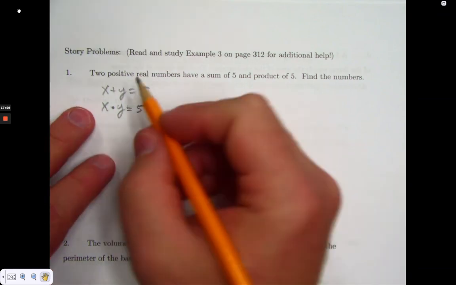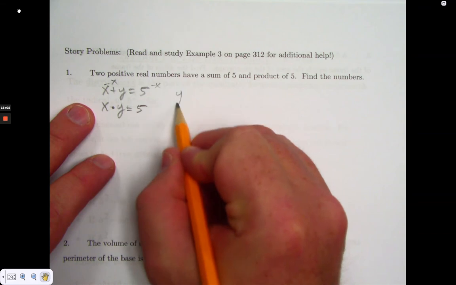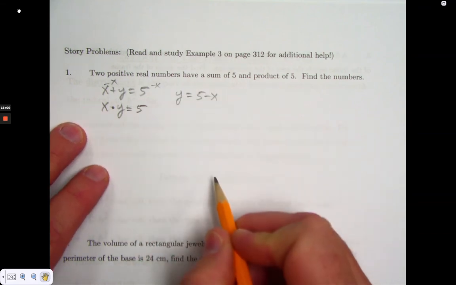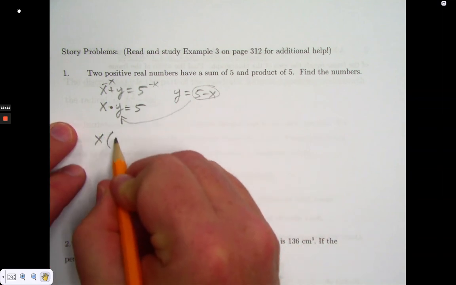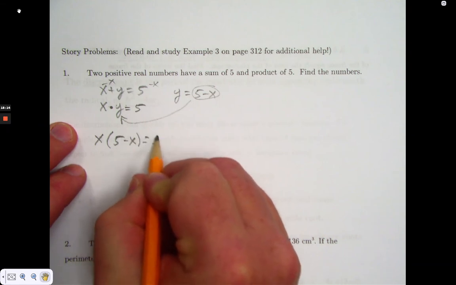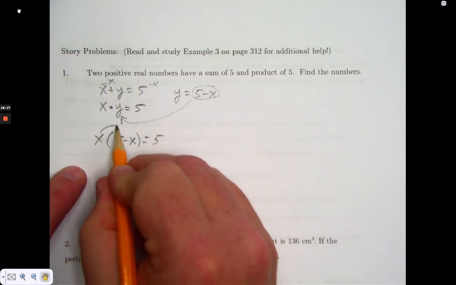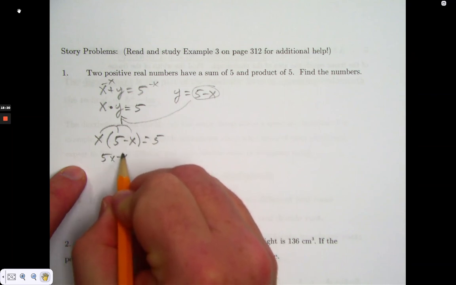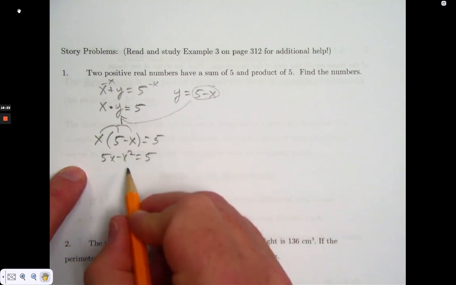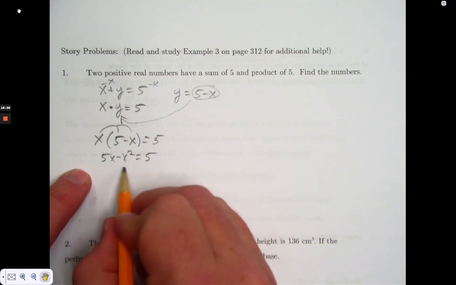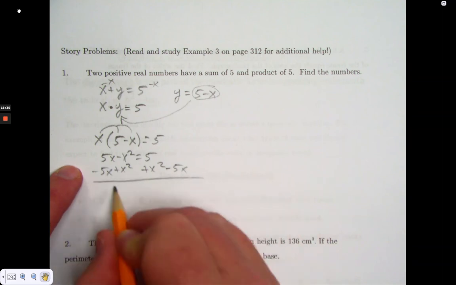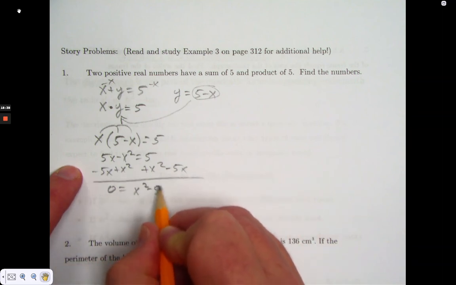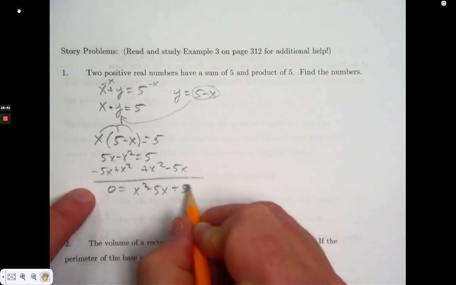I could solve for one of those. If I subtract x from both sides, that gives me y equals 5 minus x. I can then take this value and insert it in for my y. So x times 5 minus x has to equal 5. If I distribute the x through, 5x minus x squared has to equal 5. Now I need to get it set equal to 0. I want my x squared to be positive, so I'll add x squared to both sides, and then I have to subtract this 5x from both sides. That gives me 0 equals x squared minus 5x plus 5.